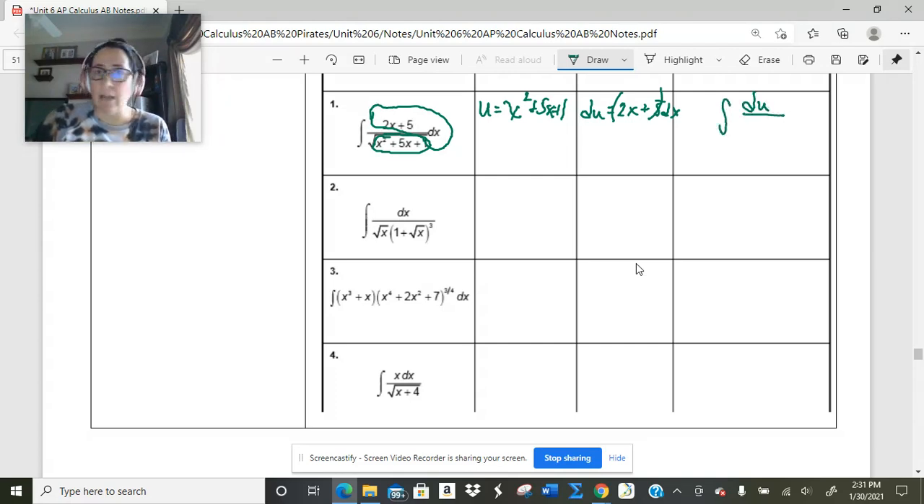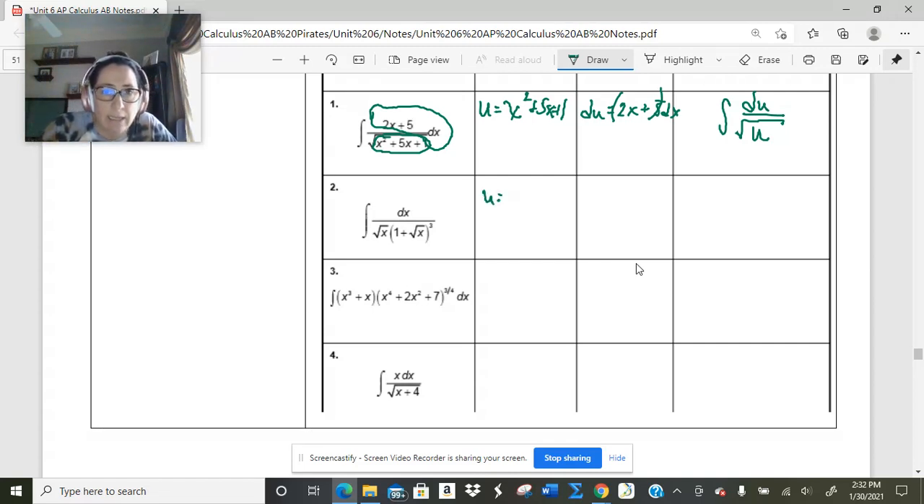I never ever did anything with the radical, so that stays. And then the inside of the radical I said was u. And now this is something, again, I can easily take the antiderivative of by manipulating to the power rule. Okay, let's look at our next one.